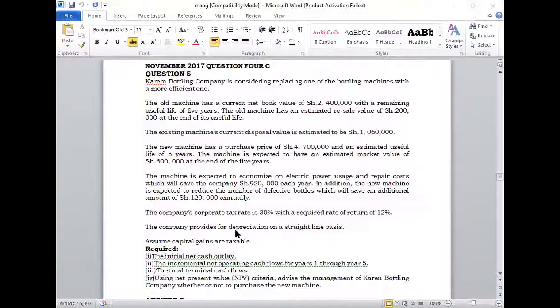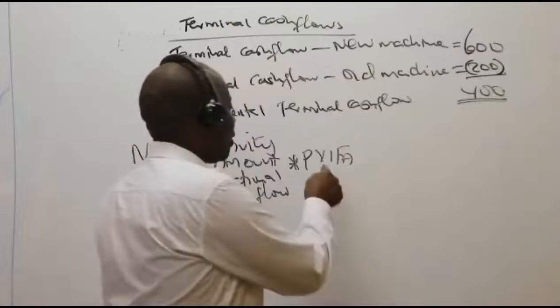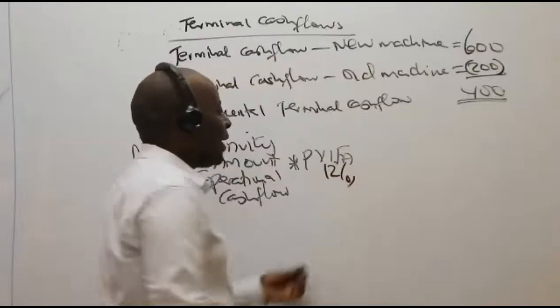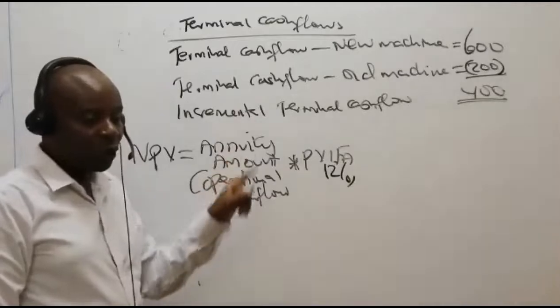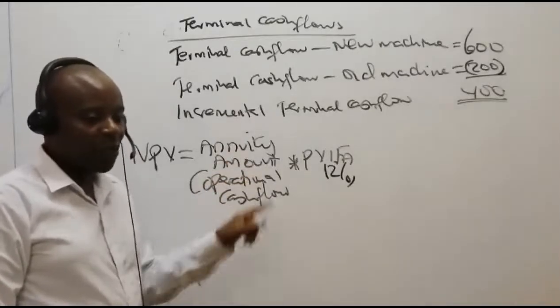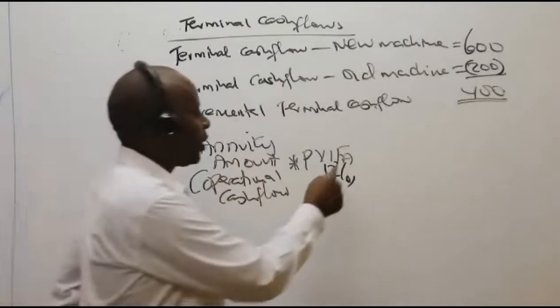Cost of capital. The required rate of return there is 12%. So at 12%, for how many years are we going to enjoy this annuity amount? It has to be the number of years of the new machine. So 5 years.